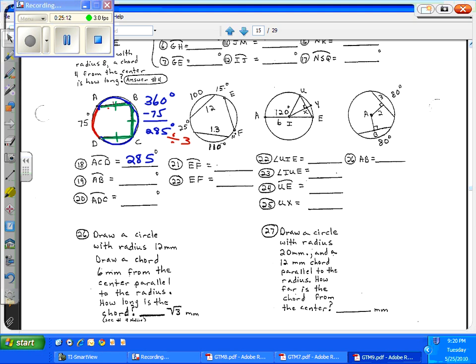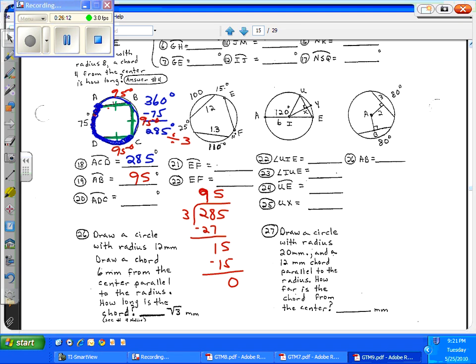Arc AB. This chord is equal to this chord is equal to this chord because they all had one mark. And equal arcs have equal chords in the same circle. Therefore, arc AB is equal to arc BC is equal to arc DC. The sum of all three is 285. So to get the measure of each one, we would take that 285 divided by 3. 3 nines are 27.